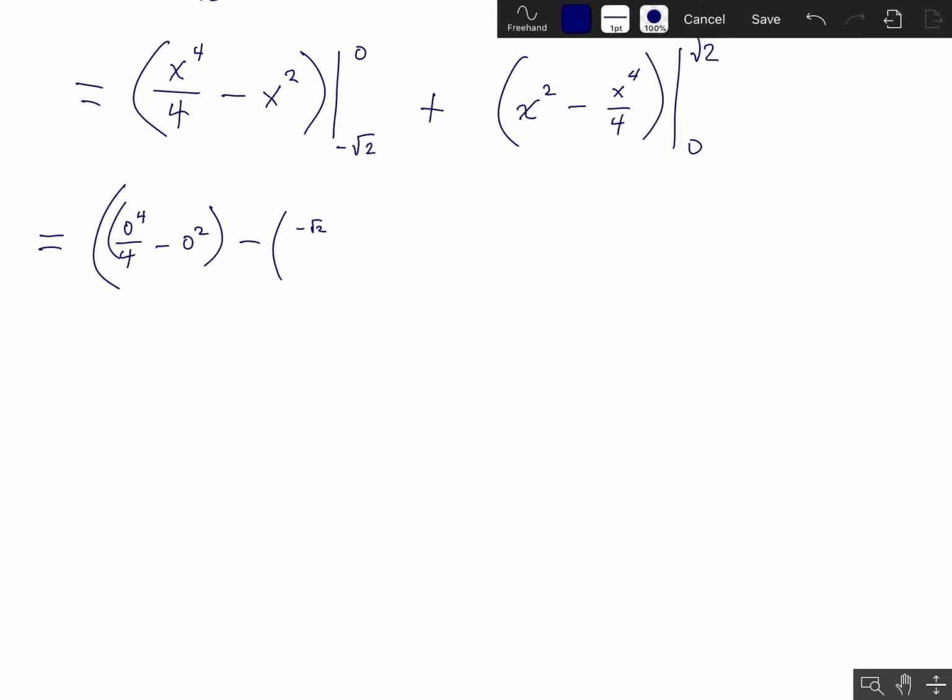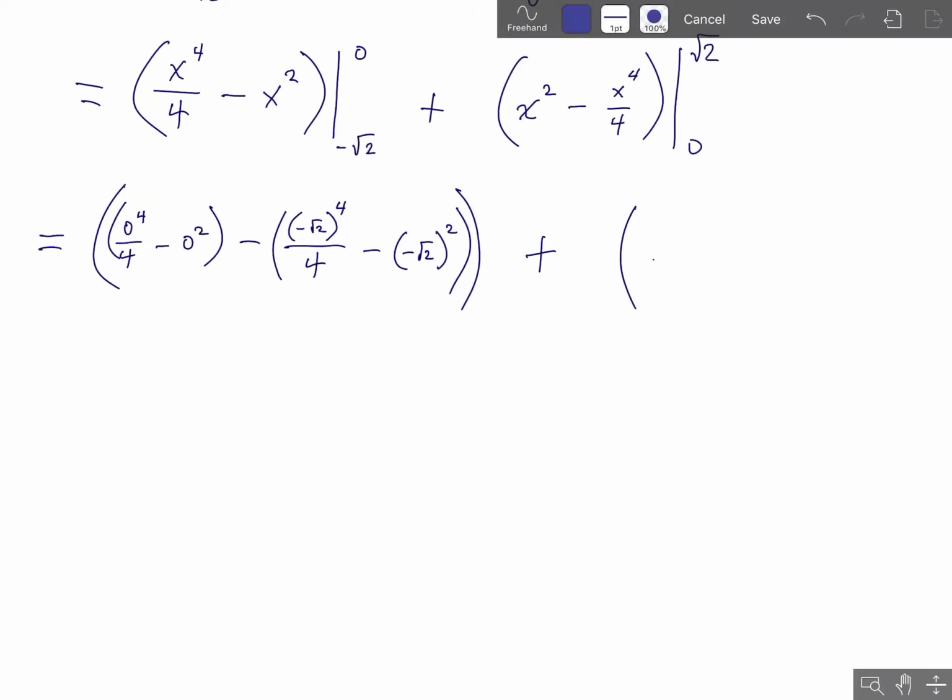So the evaluation at the lower bound would be a negative root 2 to the 4th power divided by 4 minus a negative root 2 squared, if we just plug in x equals negative root 2 into that first antiderivative. So there's the evaluation for that first term, and then we'll have plus the evaluation for the second term.